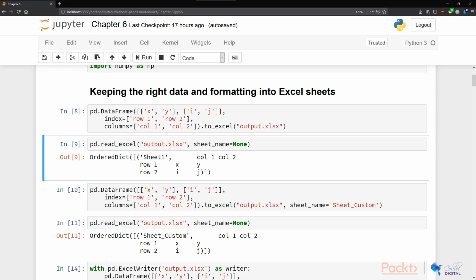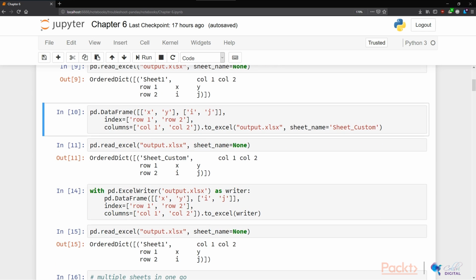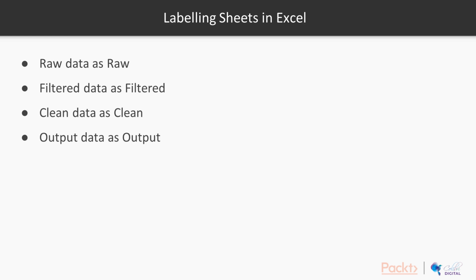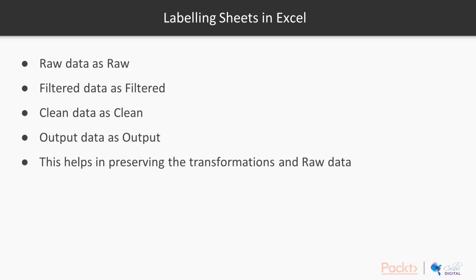So that's Out9. But what if you have some sheet naming conventions? Sometimes in my Excel sheets, I like to label the sheets containing raw data as raw, the filtered data as filtered, the cleaned data as cleaned, and then the final outputs as outputs. The reason why I do this is because I want to preserve the transformations and raw data that I've created. And so to follow this custom, we can do something similar.